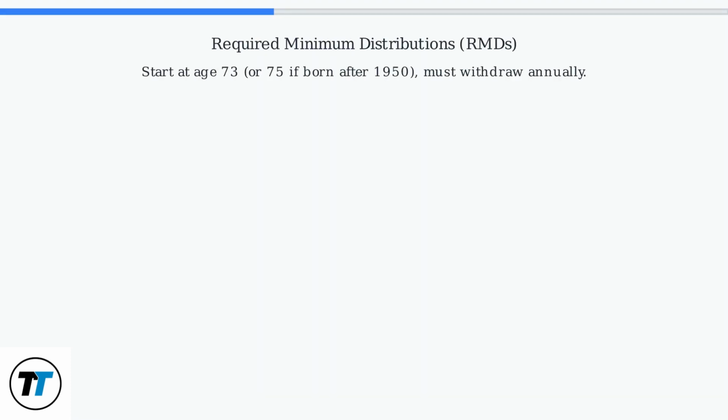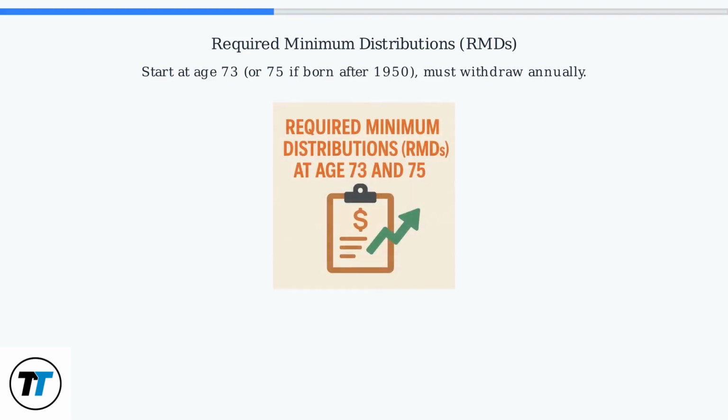If you're age 73 or older, required minimum distributions begin. You must withdraw a portion of your account each year, taxed as ordinary income. RMDs ensure retirement savings are used over time. Failure to withdraw can result in a 25% penalty on the missed amount.